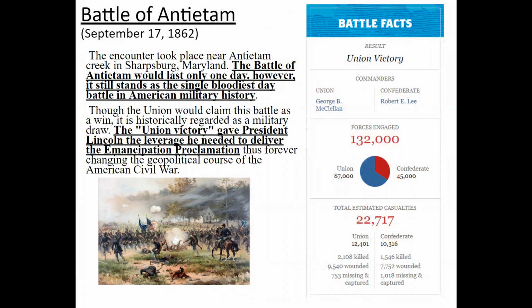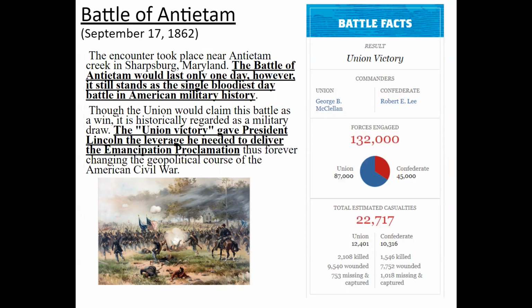Though the Union views this as a win, because of the amount of deaths and the casualties on both sides and the fact that no one was able to gain an advancement on either side, it was really more of a draw. But during this time, with the Union taking it as a win, President Abraham Lincoln decides that he's going to go ahead and start the Emancipation Proclamation.